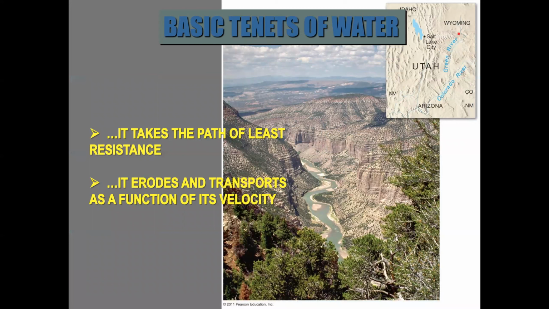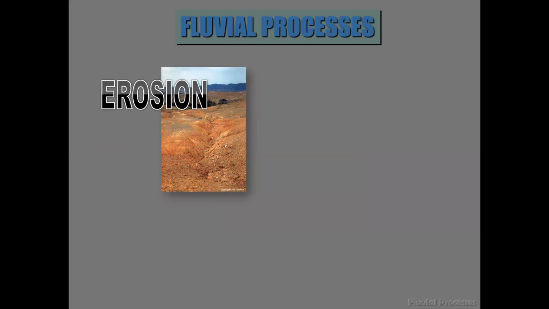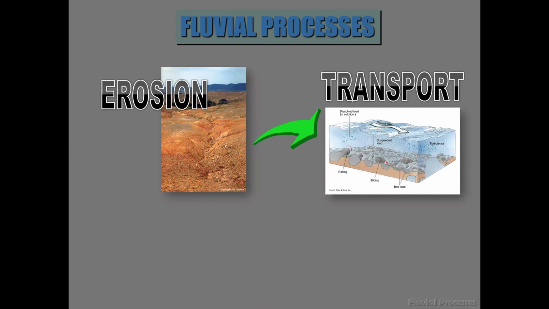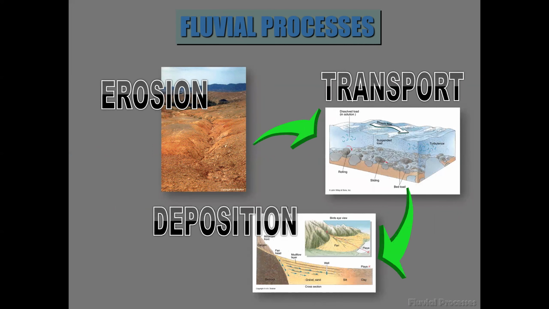Some basic tenets of water. Obviously, it takes the path of least resistance, and it erodes as a function of velocity. So when water is moving fast, it can carry with it big stuff and lots of it. As water begins to slow down, stuff begins to fall and deposit as a function of size because the water is slowing down. So it can't carry as much stuff as far, and it can't carry big stuff anymore. So these are some of the fluvial processes: erosion, transportation, and deposition, just like wind. But here, water is doing the work.